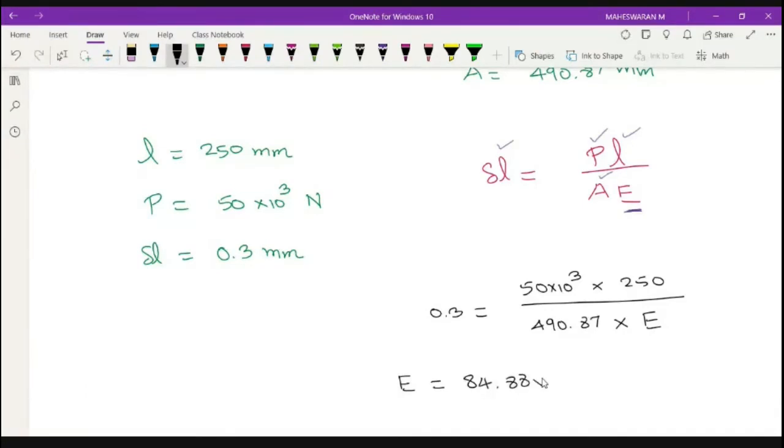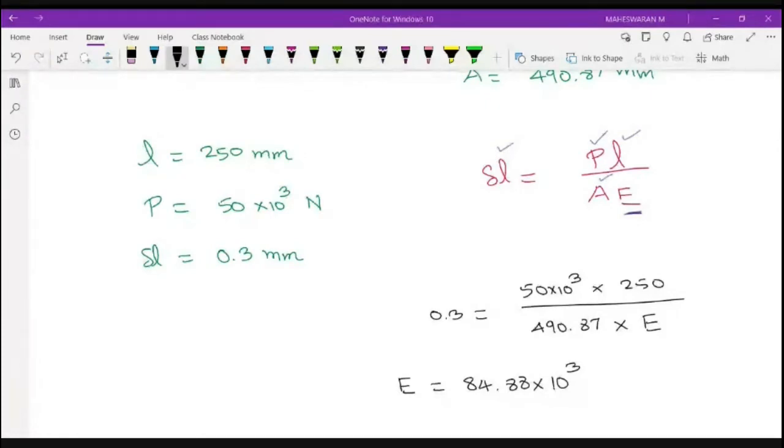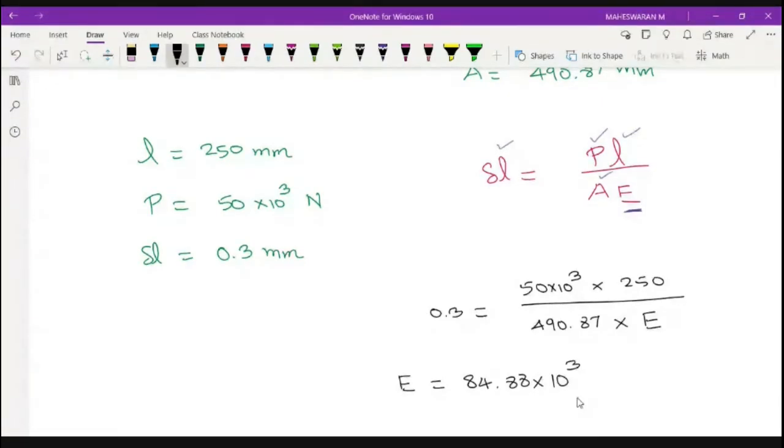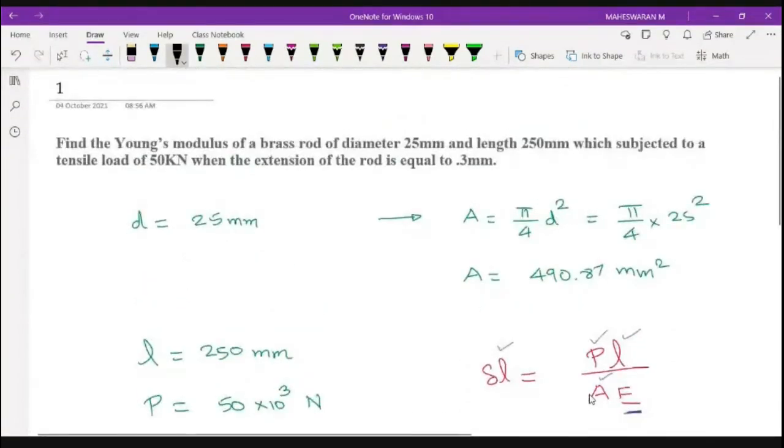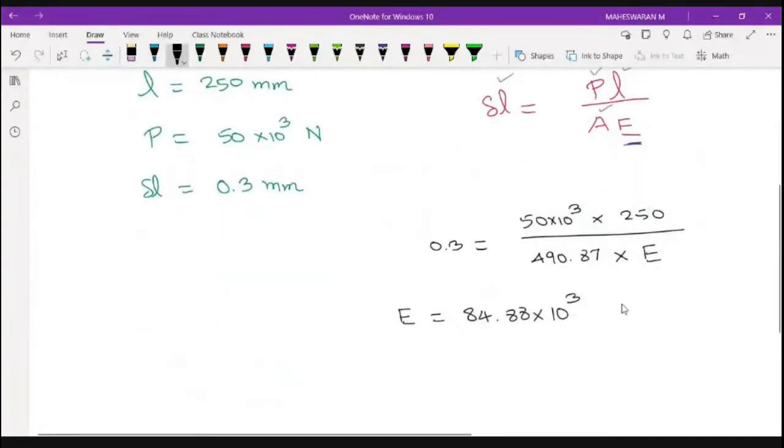So E is 84.88 into 10 power 3. What is the unit? Is it Newton per meter square or Newton per mm square? You should be very clear in your unit. Check your given data: everything is in Newton and mm, right? So the unit has to be Newton per mm square.